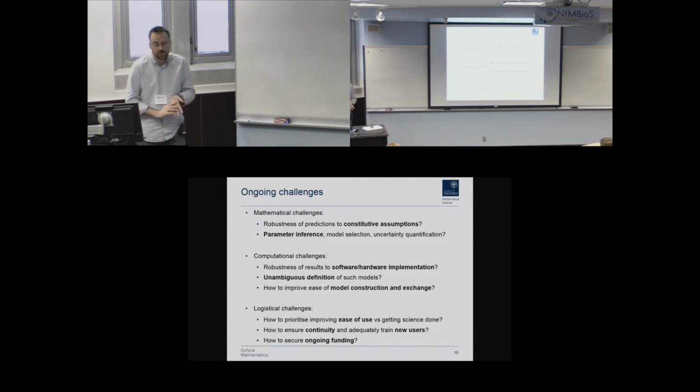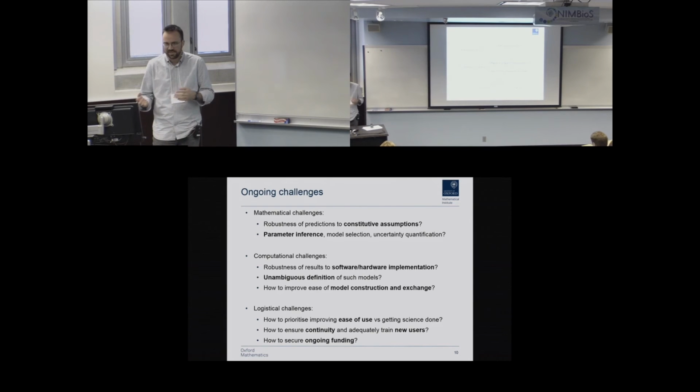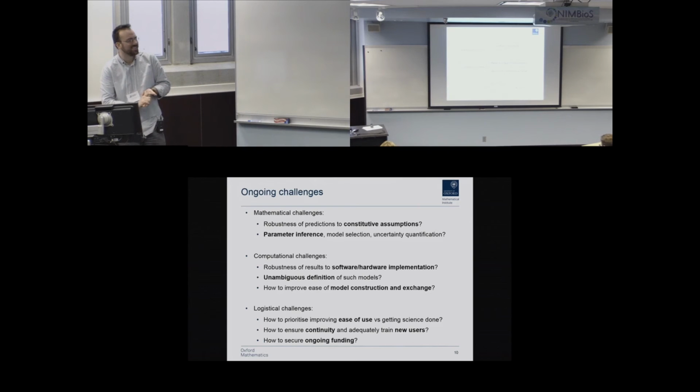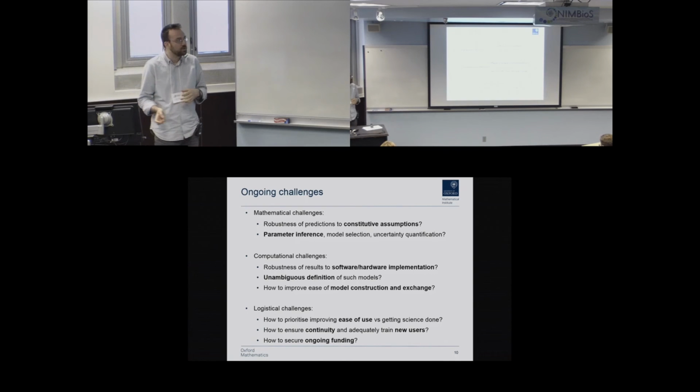There are also computational challenges, so things like robustness of results to what computer you're running your simulations on. An ambiguous definition of models is a massive hornet's nest that I want to take a step away from, to be honest. Like Maciek said earlier, there have been year after year of workshops trying to establish standards for these sorts of models, and I'm not sure that it's been terribly fruitful. And then also how to improve ease of model construction and exchange, so this notion of interoperability.